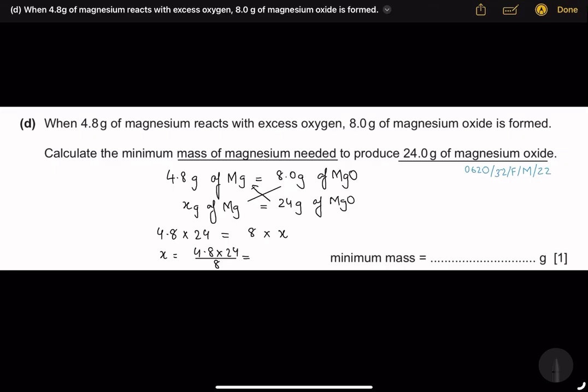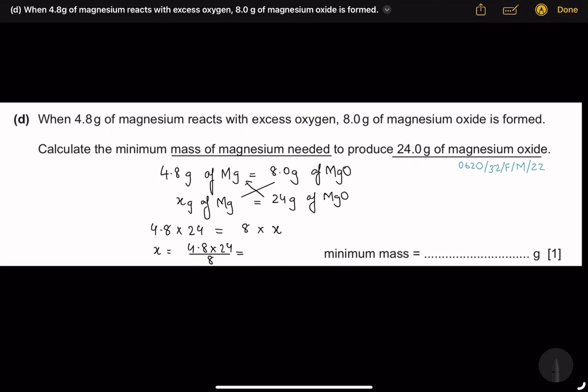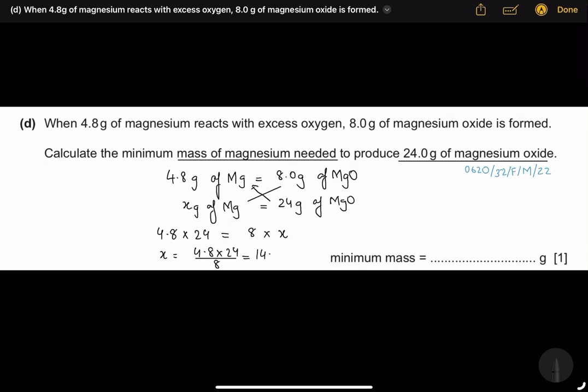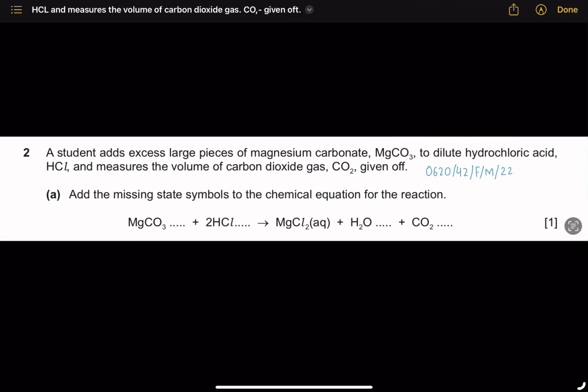I'll just get my calculator. Okay, 4.8 times 24 divided by 8. We'll be getting 14.4. So the answer to this question is 14.4 grams. Now we'll move over to the next question.